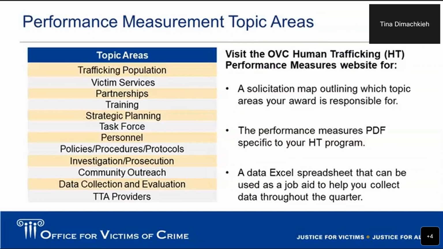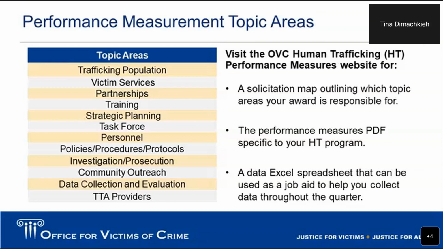Performance measurement topic areas. So these are the different topic areas that OVC has developed for the human trafficking portfolio. As you see here, there's trafficking population, victim services, partnerships, training, strategic planning, task force, personnel, policies, procedures, and protocols, investigations and prosecution, community outreach, data collection and evaluation, and TTA providers. These are different topic areas that your award could be reporting on.